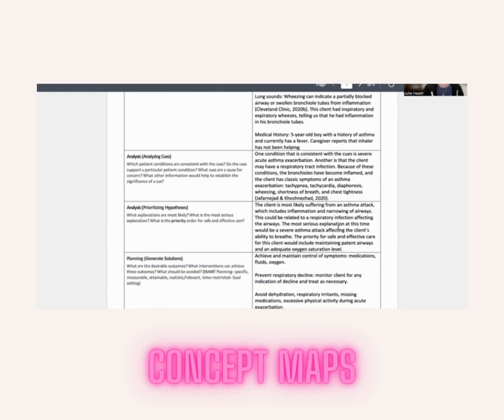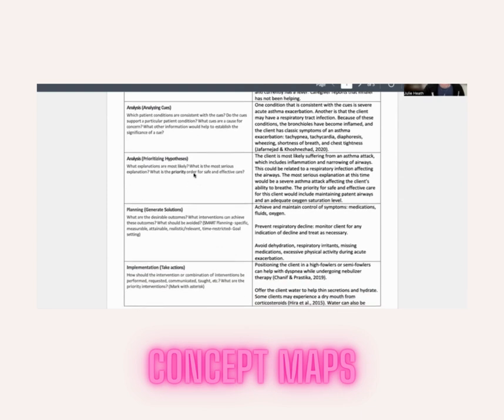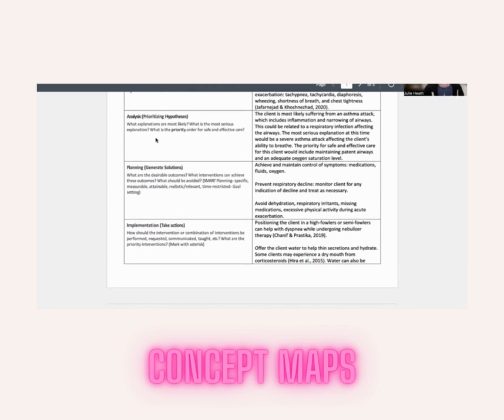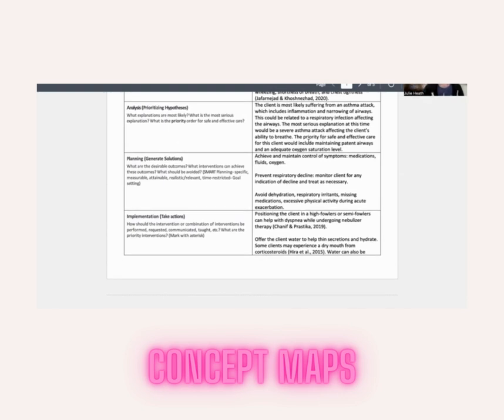Then you're going to go on to analysis. What do these cues mean? What do the signs and symptoms that this patient is experiencing mean? What could possibly be the diagnosis and why? So that's kind of what they're looking for here. You're analyzing the cues. In analysis, you want to explain the most likely scenario. The most likely thing for this patient is that he's having an asthma attack or an exacerbation of asthma. And you want to explain that.